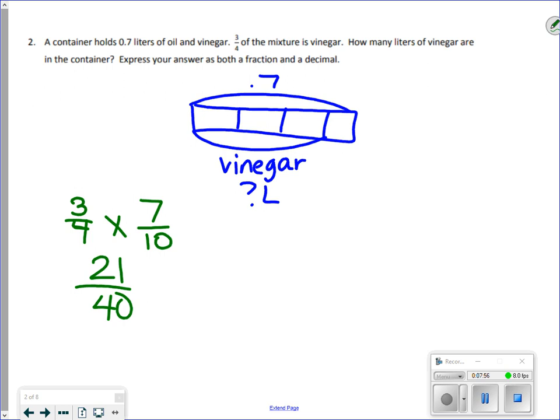It's not a decimal. That's a fraction. It says as a fraction and a decimal. That's a multiple of 10. 7/10. This is a power of 10. This is how much of it is vinegar as a fraction. So this is my fraction. Now I have to turn this into a decimal. 3/4 of 7/10. I did it.